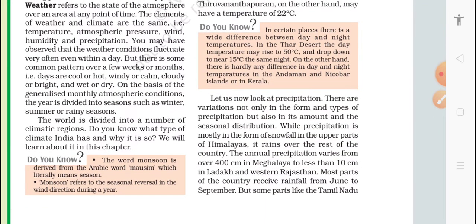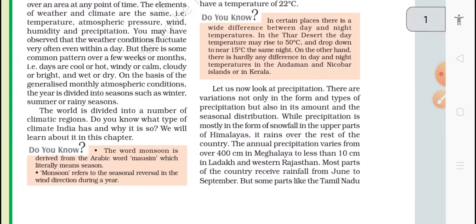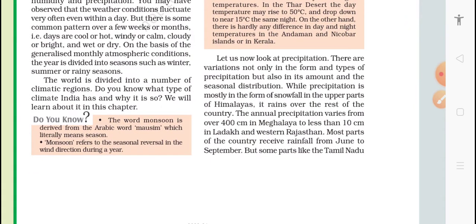So here one piece of information is given. Do you know, in certain places there is a wide difference between day and night temperature. In the Thar Desert, the day temperature may rise to 50 degrees Celsius and drop down to near 15 degrees Celsius the same night. On the other hand, there is hardly any difference in the day and night temperature in the Andaman and Nicobar Islands or in Kerala. Let us now look at precipitation.